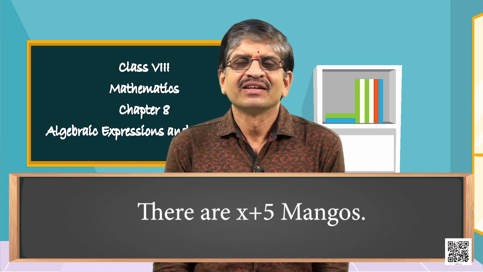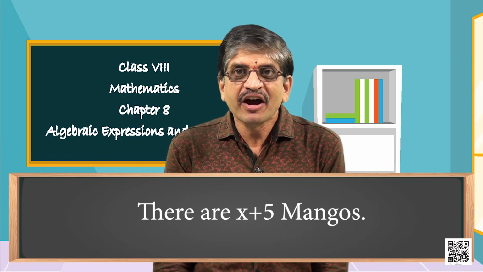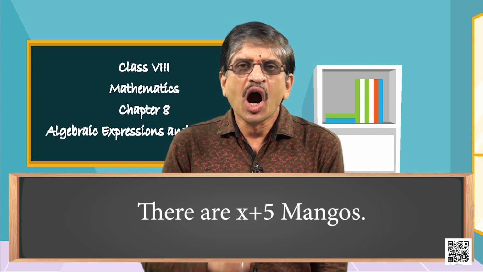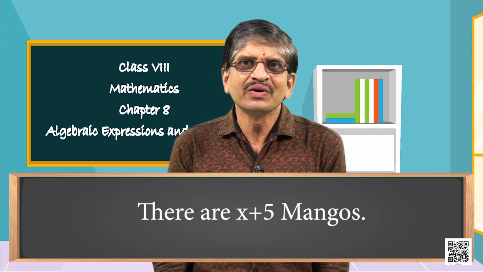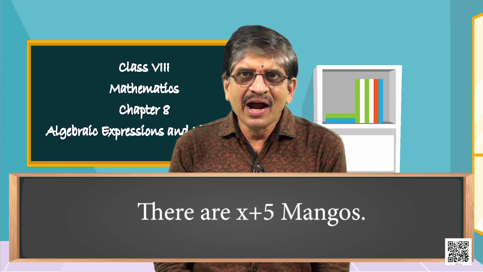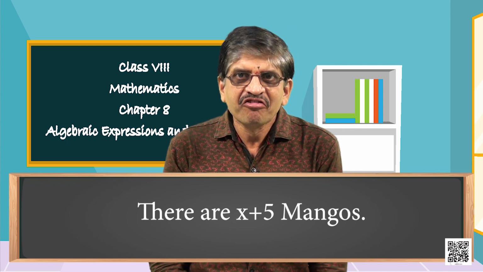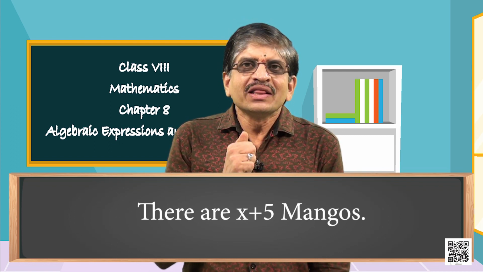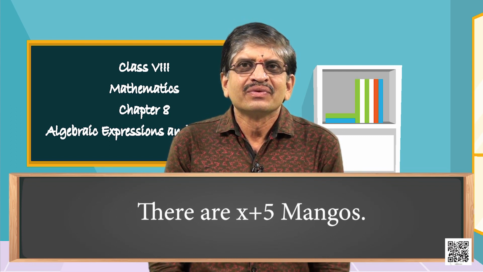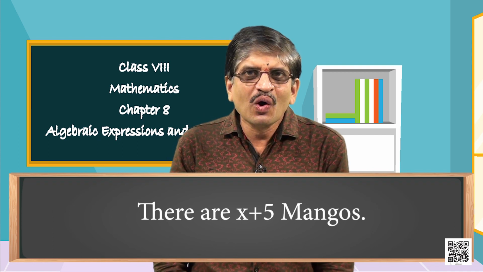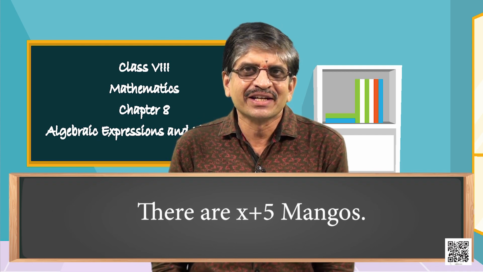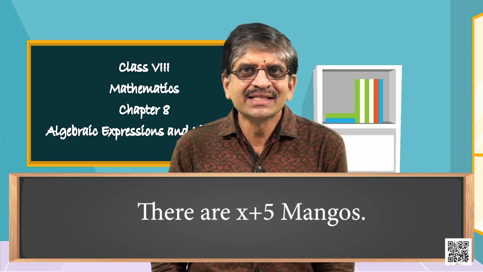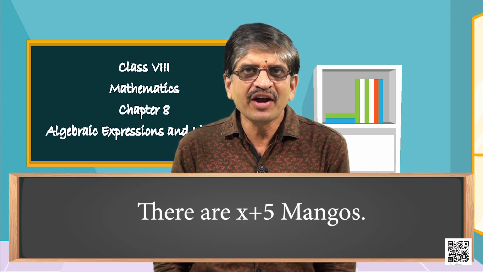Well said. There are X plus 5 mangoes in your house. How did you get this X plus 5? Good. By adding X and 5 you got X plus 5. What do you call this X plus 5? X plus 5 is called an algebraic expression which is formed with the variable x and the constant 5.